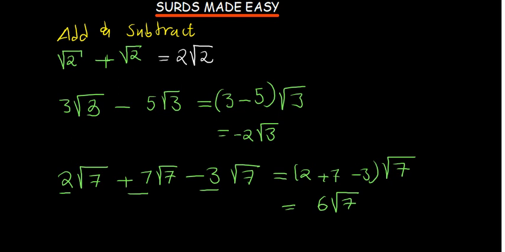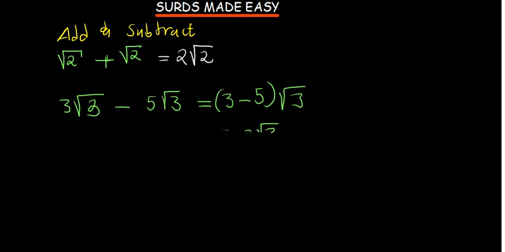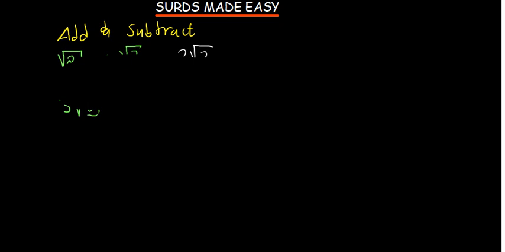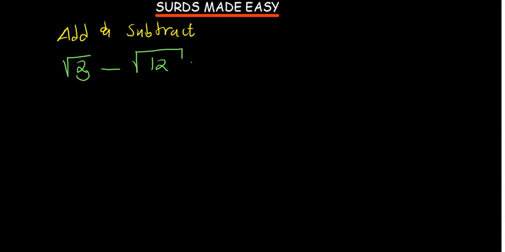Okay, great. Now, at times, the sizes that we're able to see here might not have the same thing inside, but you want to add and subtract them. The question is, how can you do it? For example, they've given you square root of 3 minus square root of 12. You want to add or subtract these two. So the question is, how can you subtract them?